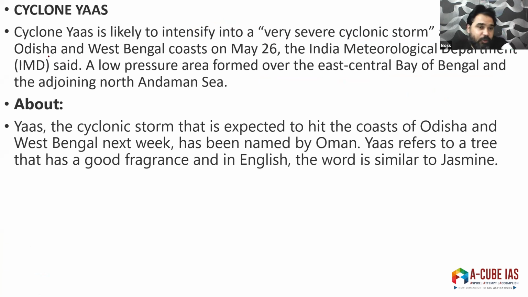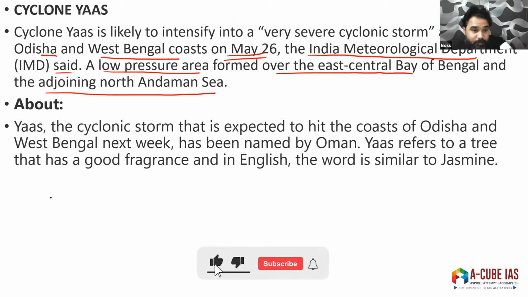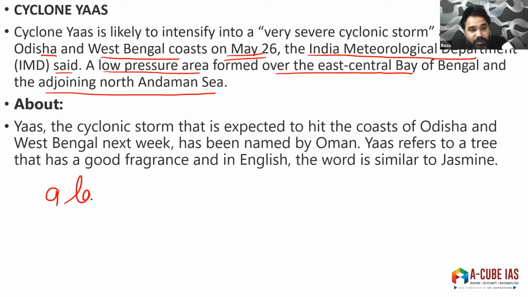Then it will touch the coast of Odisha and West Bengal on May 26. The India Meteorological Department said a low pressure area formed over the east central Bay of Bengal and the adjoining North Andaman Sea. Now, where exactly was this cyclone formed? A low pressure area was created in the east of Bay of Bengal, in affinity with the North Andaman Sea. With reference to that low pressure area, the formation of this particular cyclone took place.